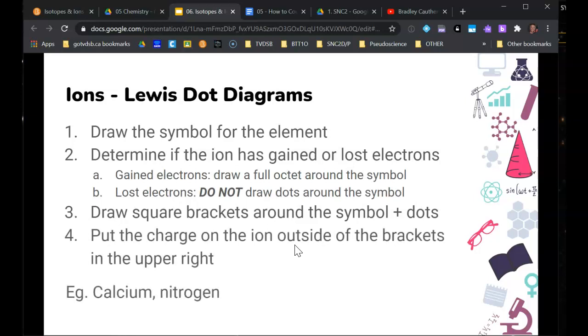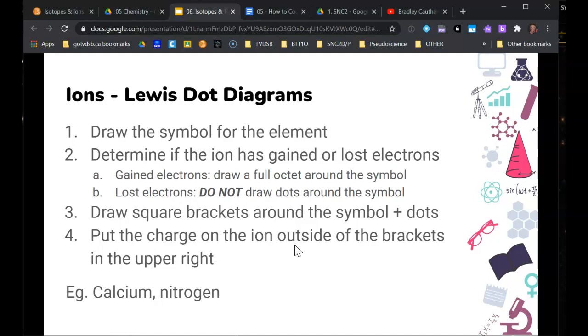So for example, if I had either calcium or nitrogen, we'll do calcium first. Calcium is element number 20. It has 2 electrons in the outside orbital. We know that because it is in column number 2. We have to decide, is it going to gain or lose electrons? Well, to get to a full octet, it would either have to gain 6, or it would have to lose 2. Losing 2 is going to be the easiest way to do it.